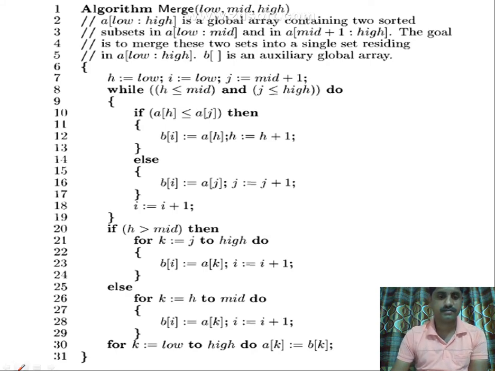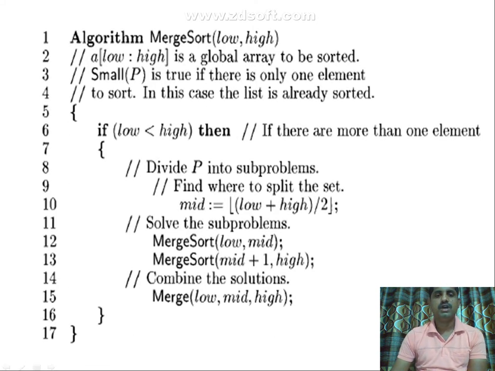Okay, see here. Algorithm MergeSort(low, high): if low < high, divide into subproblems. How to divide? mid = (low + high) / 2. Then MergeSort(low, mid) and MergeSort(mid + 1, high). Then combine these solutions with Merge(low, mid, high). We apply the merge algorithm for this statement, Merge(low, mid, high).